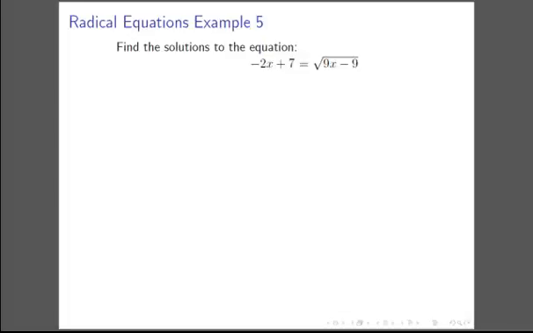To do this, we want to square the square root, but that means we need to square both sides. Doing this, we get negative 2x plus 7 all squared equals the square root of 9x minus 9 all squared.